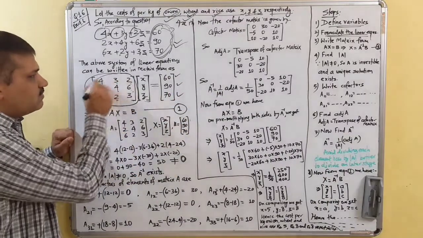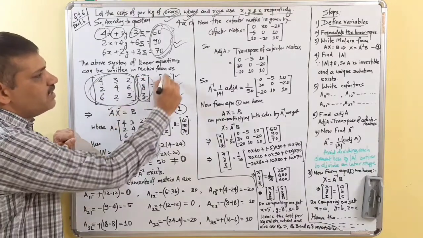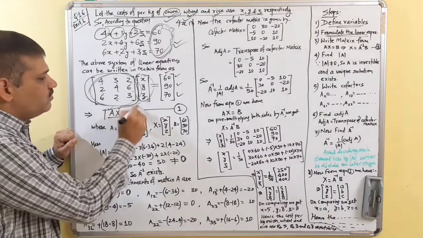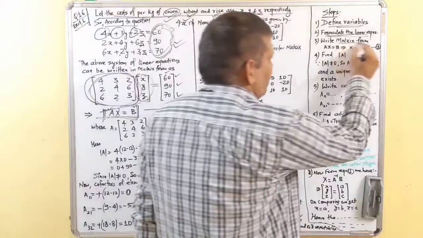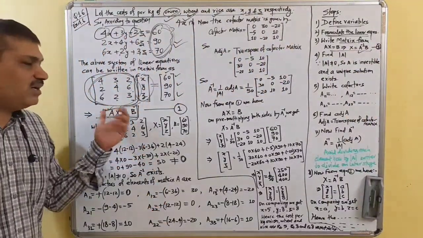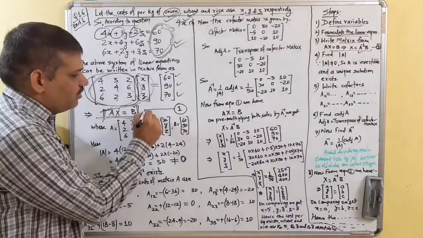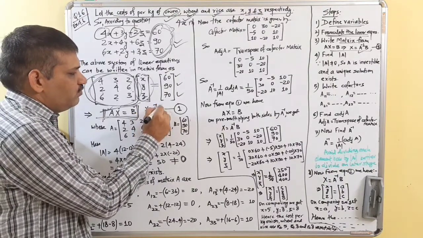If we take this matrix as A, this one as capital X and this one as B, then this can be written as AX is equal to B. So we write the matrix form of the equation. On pre-multiplying both the sides with A inverse, we get X is equal to A inverse B.